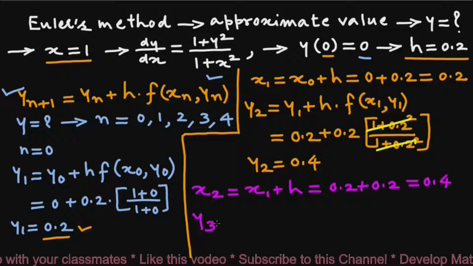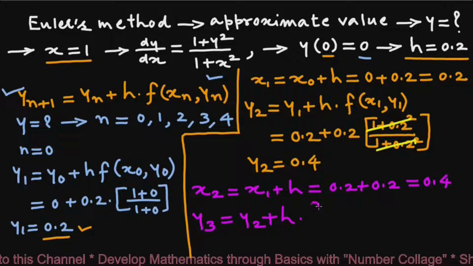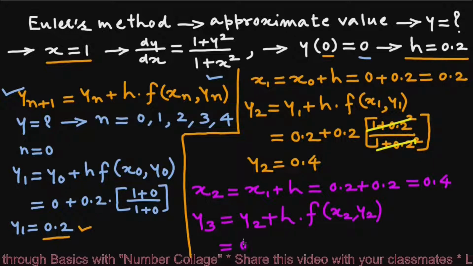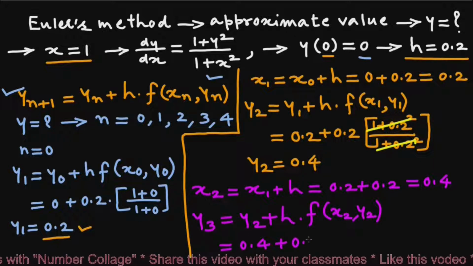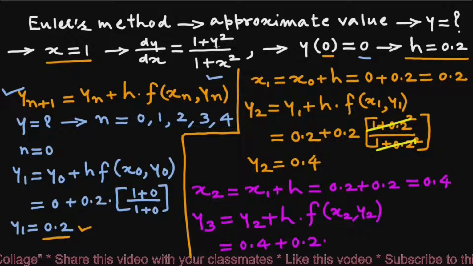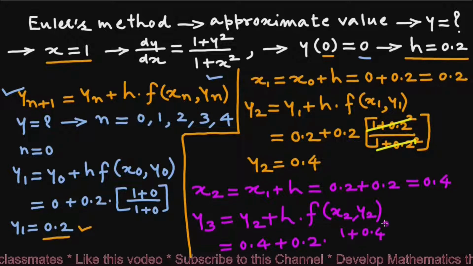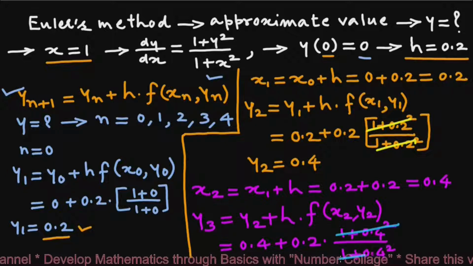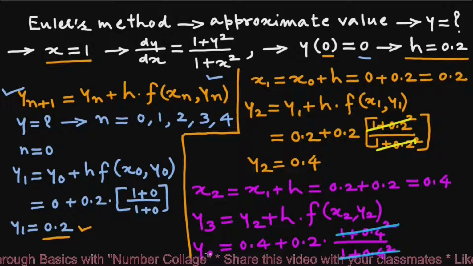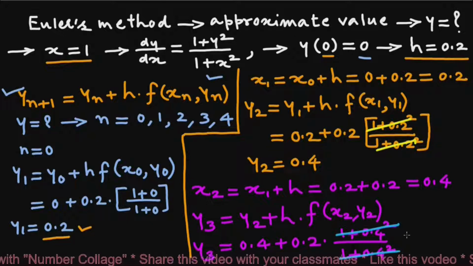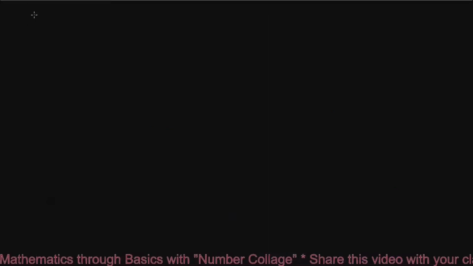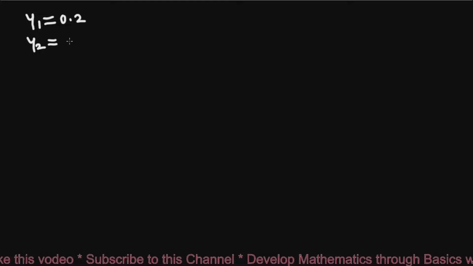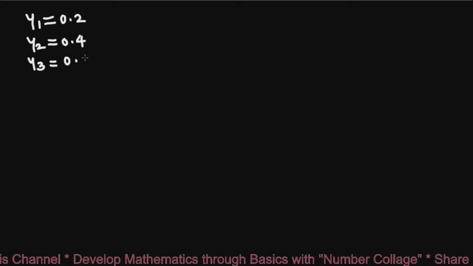Next y3 will be y2 plus h times f of x2 y2, so y2 is 0.4 plus h is 0.2, and f of x2 y2 will be 1 plus 0.4 square upon 1 plus 0.4 square, which cancels, and we get y3 equals 0.4 plus 0.2, that is 0.6. We have found y1 equals 0.2, y2 equals 0.4, y3 equals 0.6.